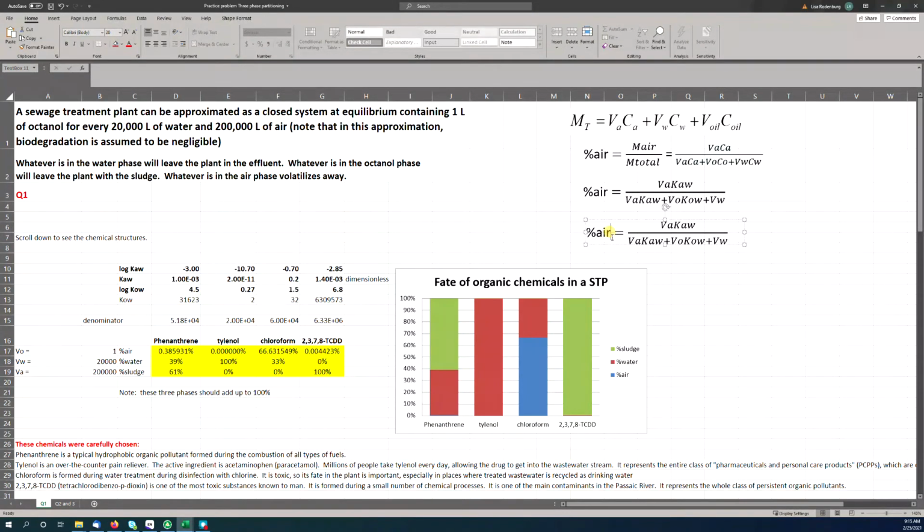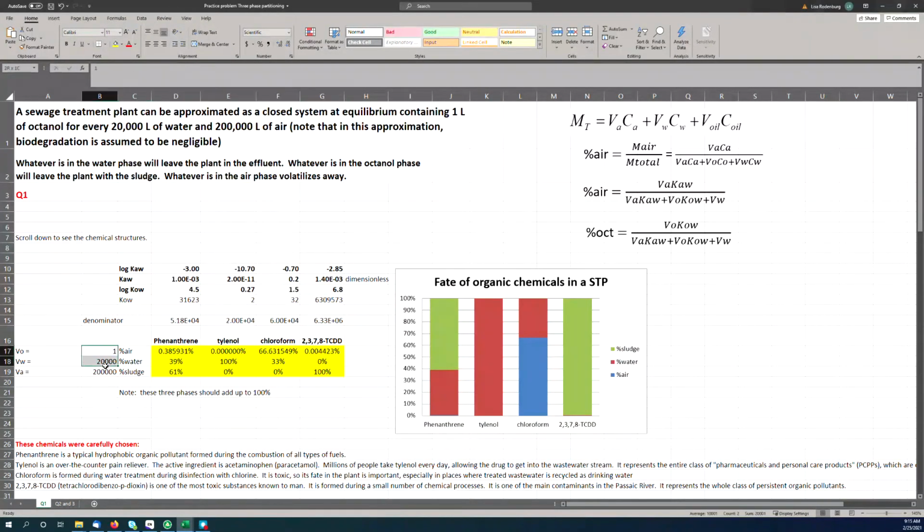And then by analogy, if we want to do the mass in the octanol, this would be the octanol phase in the denominator, VOKOW, and the denominator stays the same, right? Because the denominator is always these 3 phases. So that's why I calculated the denominator here. This is just to make the formulas a little bit easier in Excel. You can do it however you want.